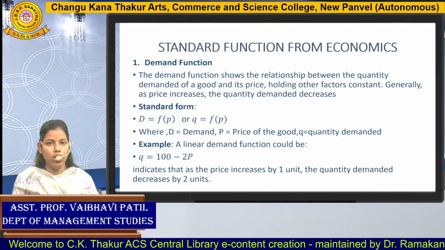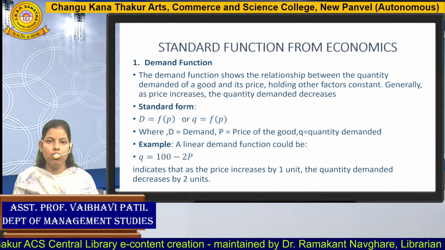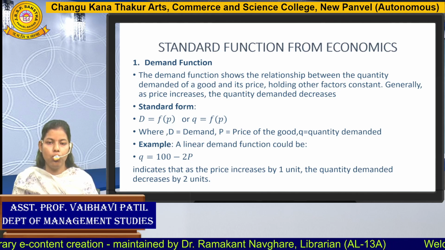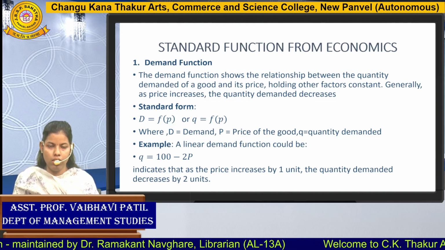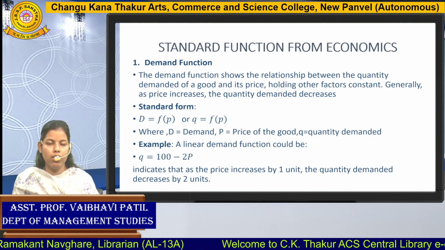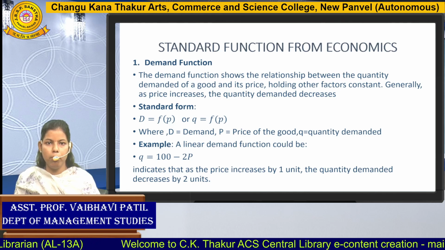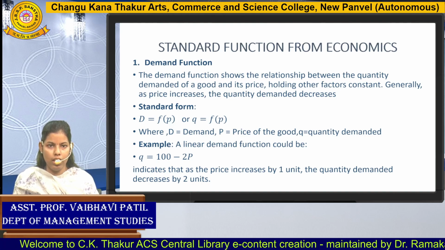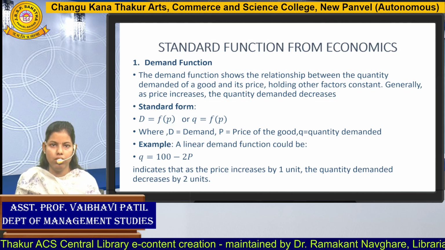Functions are mostly used in economics and in business statistics. So the first function is the demand function. The demand function shows the relation between the quantity demanded of a good and its price, holding other factors constant. Generally, as the price increases, the quantity demanded decreases. This is the standard form of the demand function: D equal to f(p), where D is the demand and p is the price. For example, a linear demand function could be Q equal to 100 minus 2p, where p is the price. If the price increases by 1 unit, the quantity demanded decreases by 2 units.